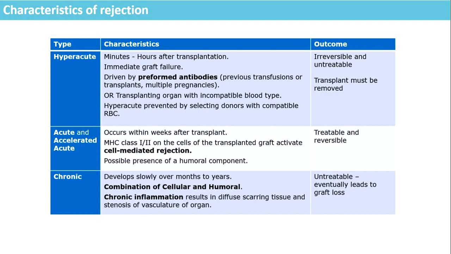And then we have chronic, which develops slowly over many years. It's essentially a combination of the humoral response, but also the cell-mediated response. You get this chronic inflammation and tissue remodeling going on, which essentially leads to scar tissue. And this is, unfortunately, untreatable and will result in the overall loss of the graft.